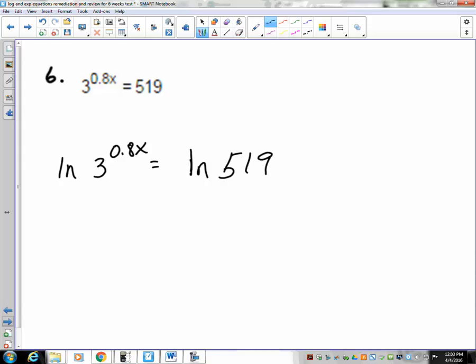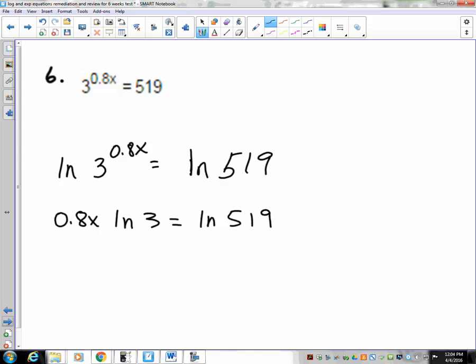Now, this is not going to be 0.8x right here, because this is not a base of e. So we use the power property and bring it to the front here. So 0.8x times natural log 3 equals natural log 519.